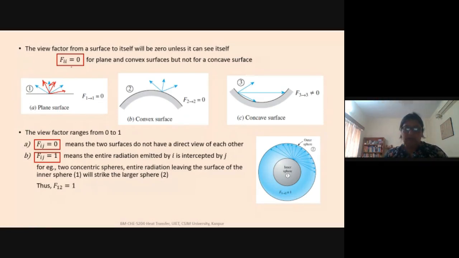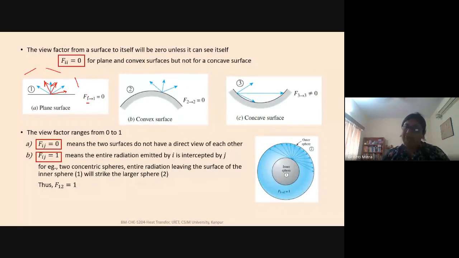So whatever radiation is going out from the surface 1, nothing is coming back to surface 1. Everything is going out of surface 1. Maybe it will reach a body 2, a body 3, a body 4, whatever is the case. But when it comes to radiation going out from 1 and falling into 1, nothing is coming back to 1. Nothing is coming back, because these are all straight arrows which are going outside. So in this case of a plane surface, F11 means the radiation is going out of surface 1 and it is also falling on surface 1. This becomes equal to 0.